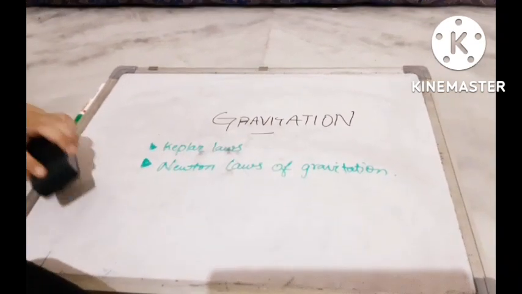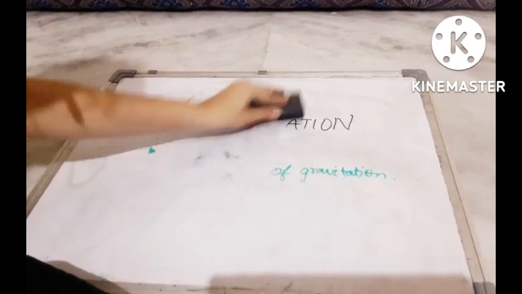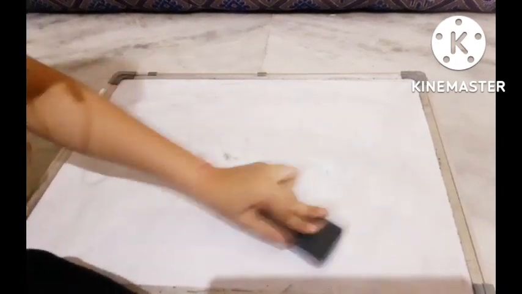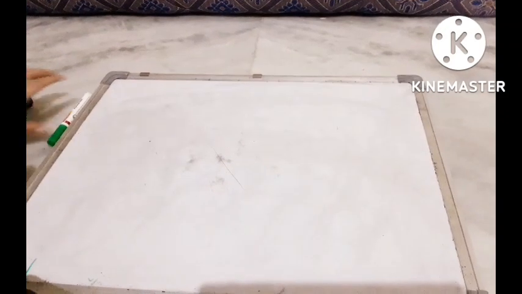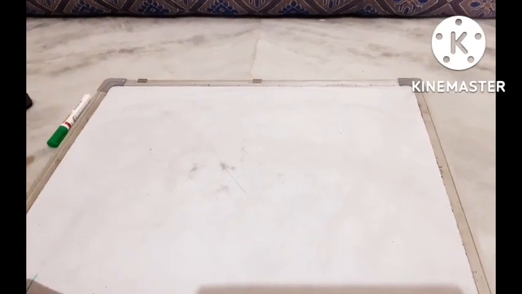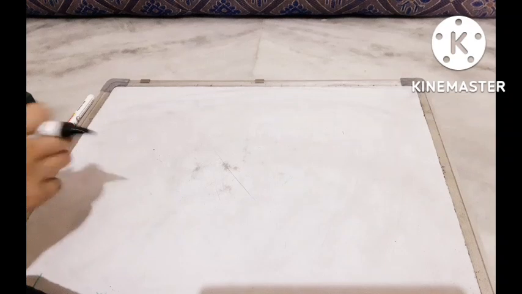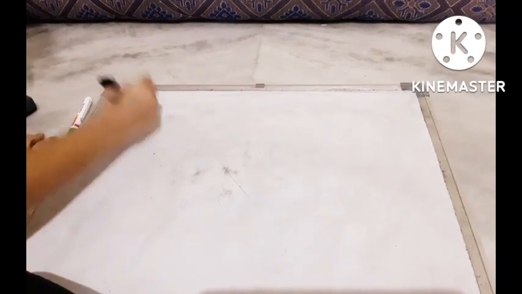Okay, so let's get started with the first law of Kepler. Kepler was a scientist and he actually gave three laws with respect to how planets revolve around the sun. So he gave three laws.